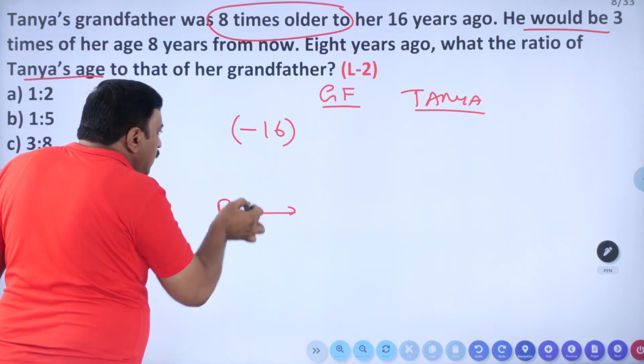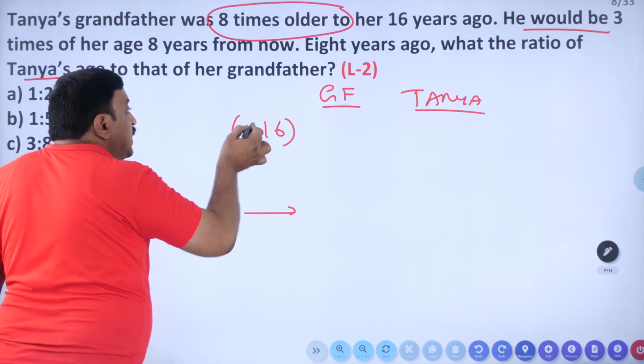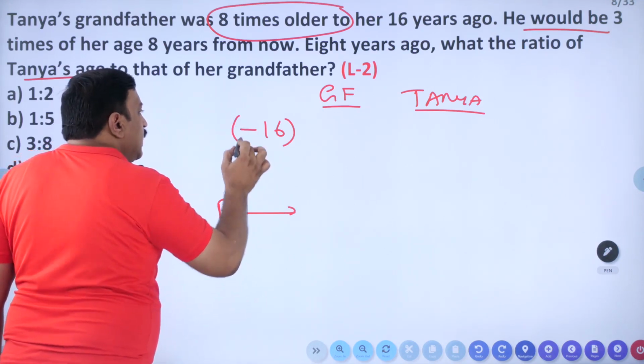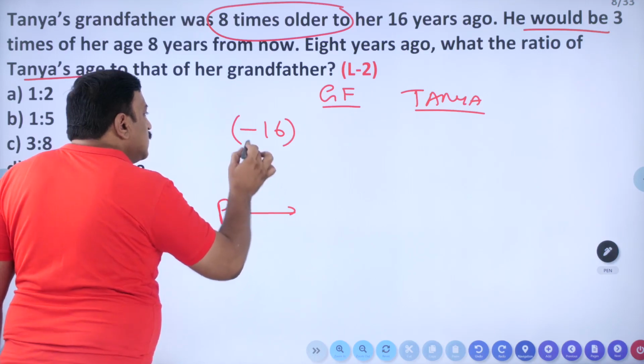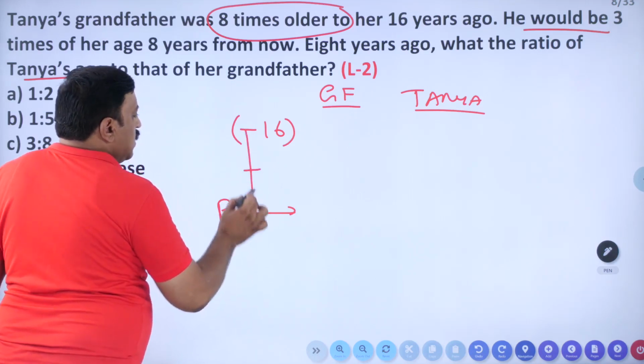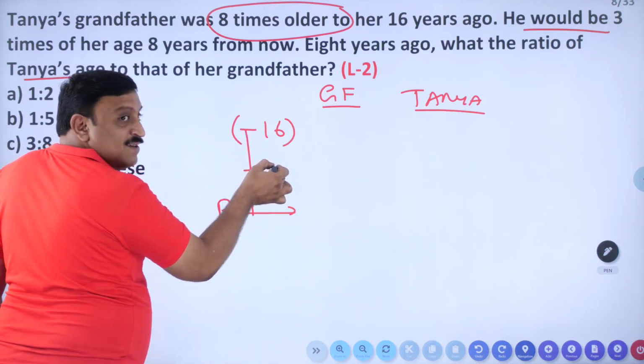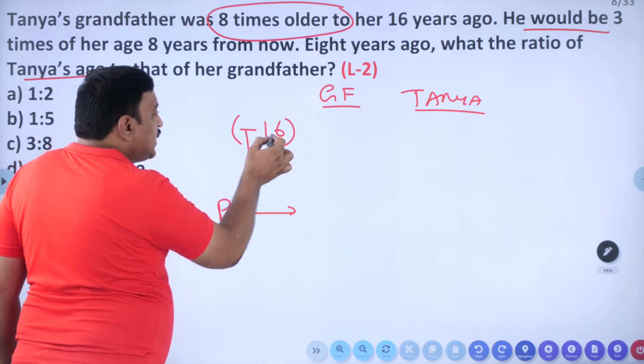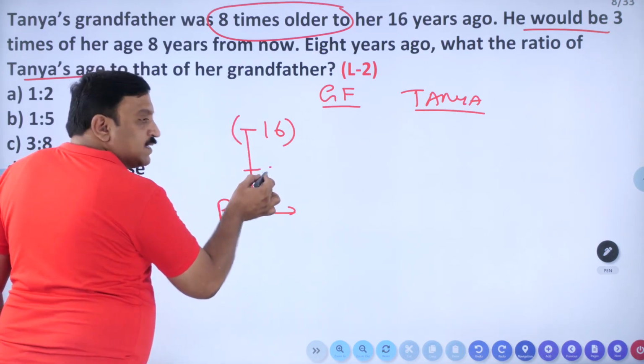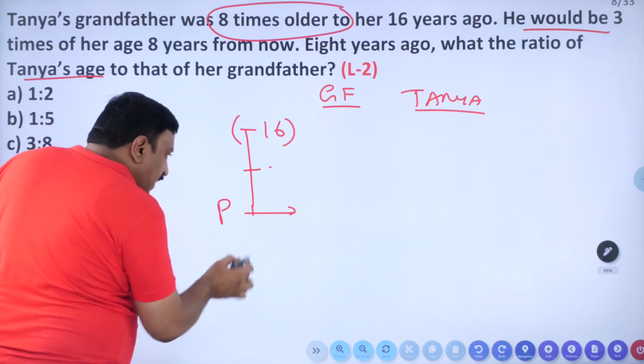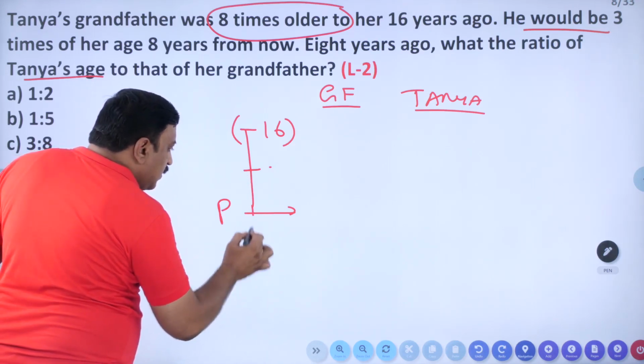Suppose this is 2 times 16 years. If I make this one 2 parts, right? I will make this one 2 parts. Why? Because like this, right? 2 parts, so that this is 8 years back. This is 8 years back. This is 16 years back. This is 8 years back. This is present. After 8 years means I will come to just here.